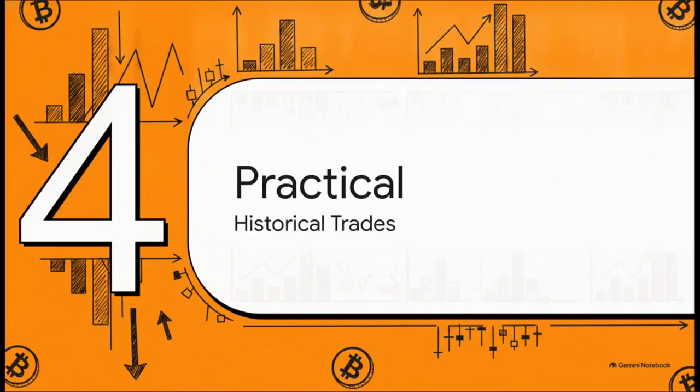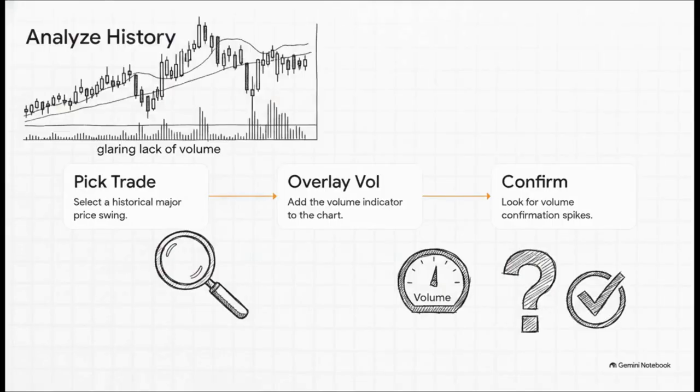Let's wrap things up with Section 4, Practical Historical Trade Analysis. Okay, let's talk about how to build this into an actionable daily routine. If you want to really master this, here is exactly what you need to do the second this explainer ends. Step 1. Open a chart and pick a major historical price swing, like a huge crash or a massive rally. Step 2, overlay the volume indicator at the bottom of that chart.